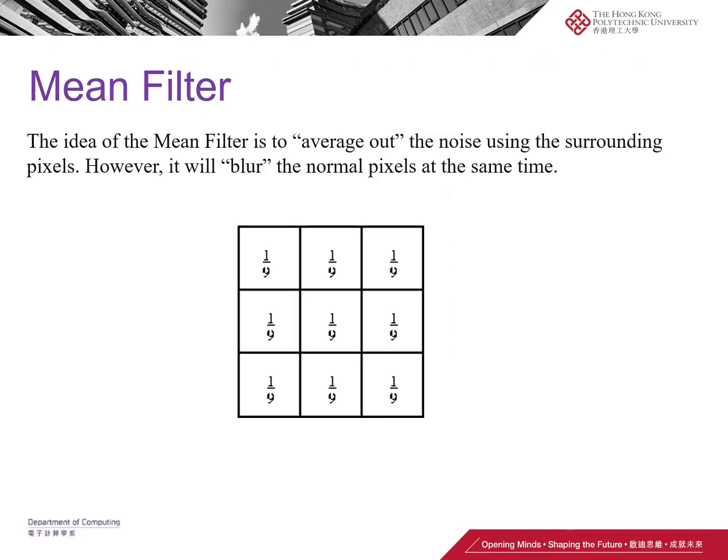With that noise ready, we come to the first filter for noise reduction, which is also very popular, called the mean filter. The mean filter is quite straightforward as well. You can see it from the weights. Here we have 1/9 at each position.